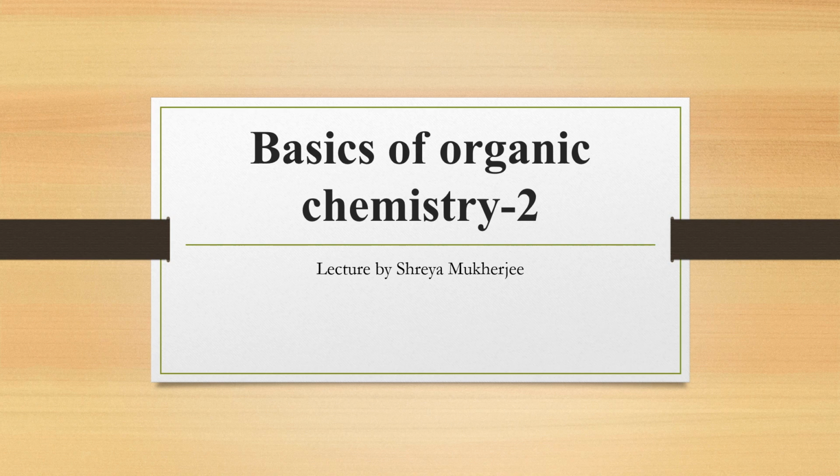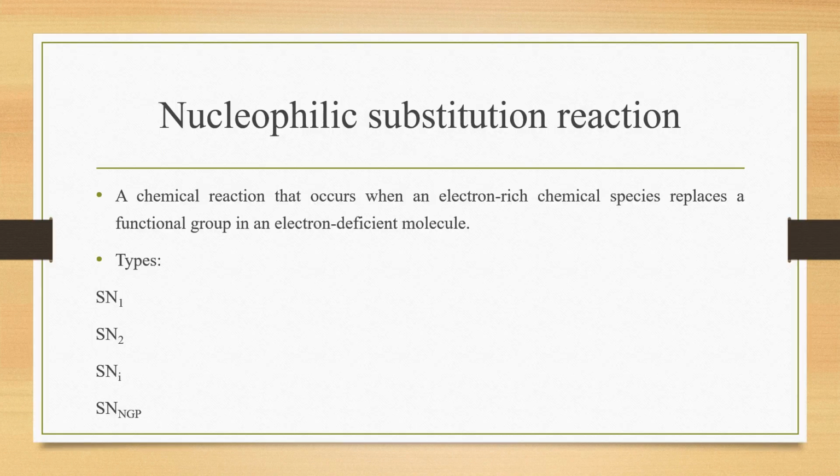Welcome back everyone to our second lecture of the series on the Basics of Organic Chemistry. We will continue from our previous lecture where we stopped at the discussion of SN1 and SN2, which are different types of nucleophilic substitution reactions, and now we will be focusing on SNi and SNNGP.